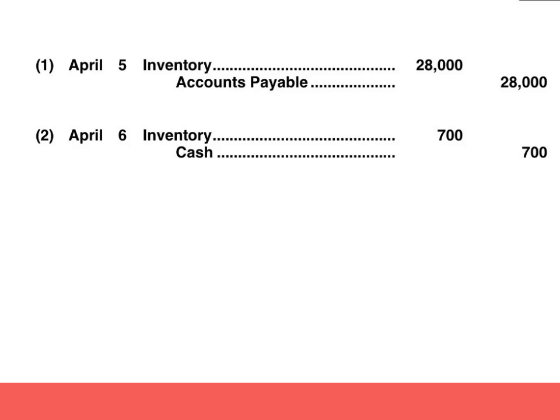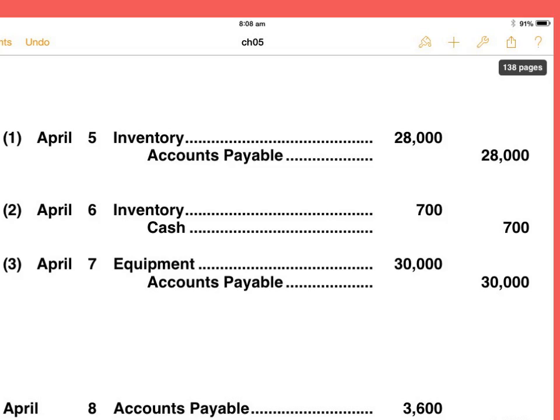On April 7th, I purchased equipment on account. Now, keep in mind, inventory is an account where we keep track of the merchandise that we're going to sell to our customers. Here, I'm purchasing equipment. So that is a straightforward journal entry, which is debit equipment, $30,000, and credit accounts payable, $30,000.